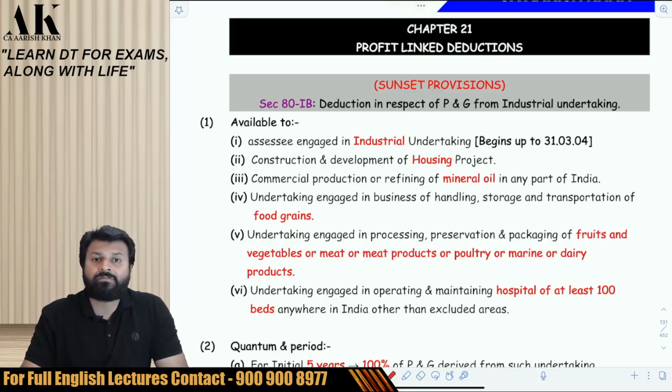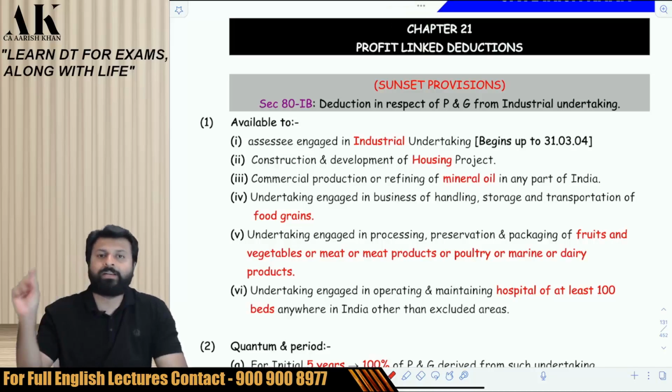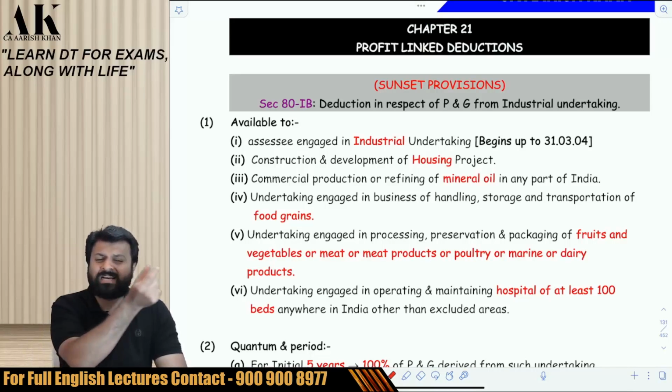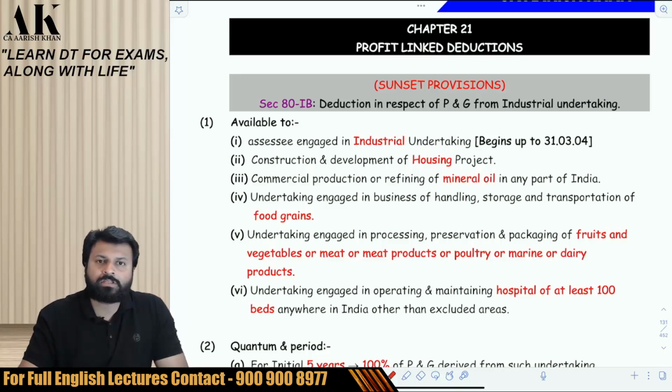There are different kinds of deductions under chapter 6A. One is profit linked deduction, one is payment linked deduction, one is other deduction. So there are multiple kinds of deductions under chapter 6A. Today we are talking about profit linked deductions.